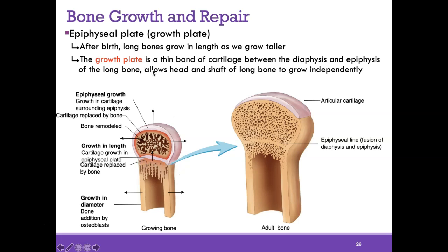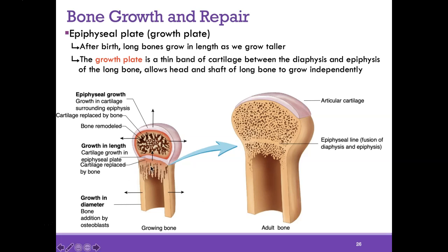The growth plate, also called the epiphyseal plate, is a thin band of cartilage between the diaphysis and the epiphysis of long bones. This allows the shaft of the long bone to grow, as well as the head of the long bone. At this epiphyseal plate, made of cartilage, we have chondrocytes growing, so cartilage cells being grown. As the cartilage cells grow, they are then replaced by bone, right? Those chondrocytes can be calcified, and then bone gets deposited as the chondrocytes die.